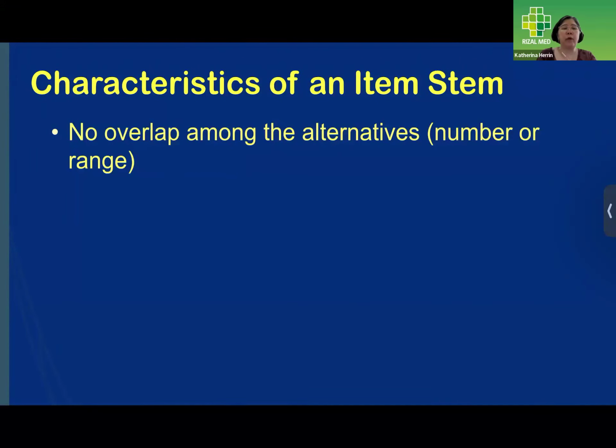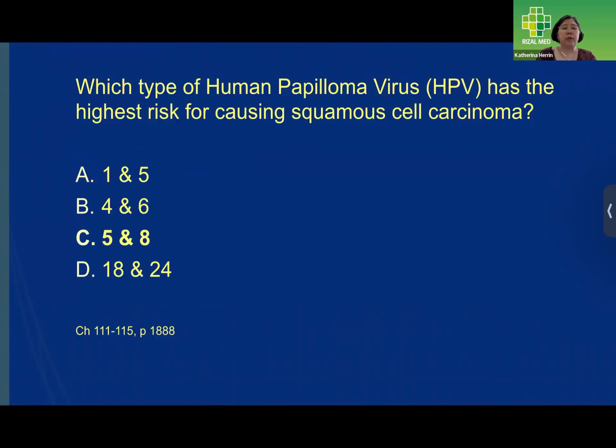We also avoid overlapping among the alternatives, and this usually refers to numbers or a range of numbers. For example, you can see in the alternatives that 5 is present in both choice A and choice C. Doing this makes choice A partially correct and will open the question for debate as to whether the examinee should get a partial score for answering choice A.